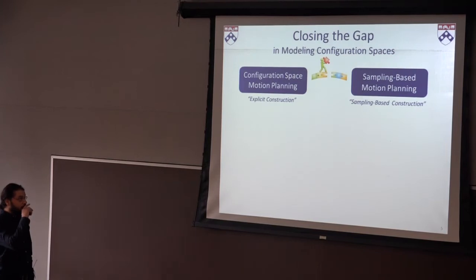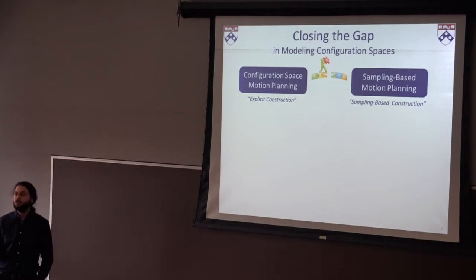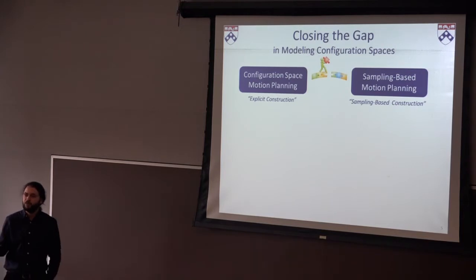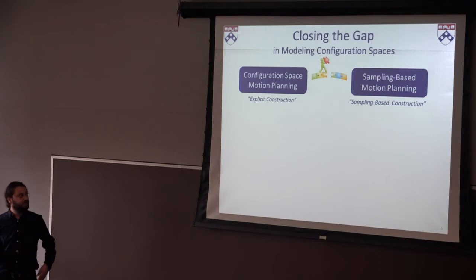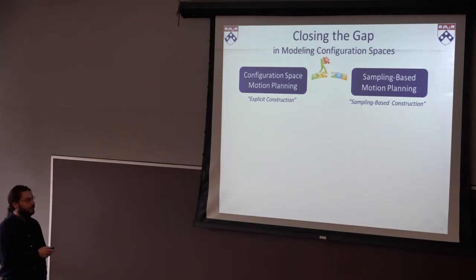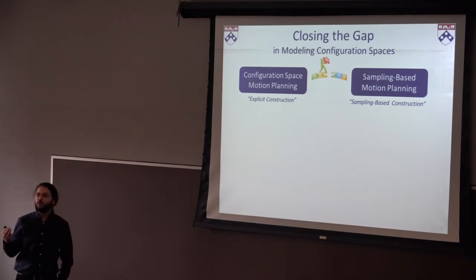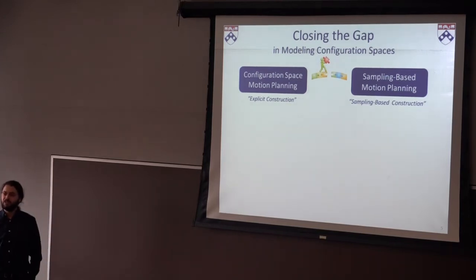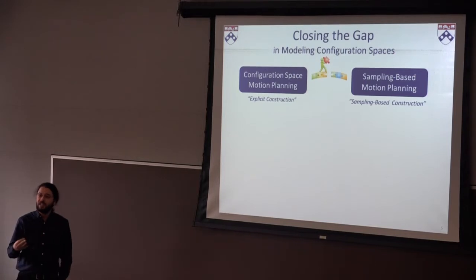So in my perspective, there is a significant gap between these two approaches in how they model the configuration space. On one hand, we have a global explicit representation of the configuration space in terms of standard geometric shapes. On the other hand, we have individual samples and simple connectivity. But there is a significant gap. Can we fill this gap? It seems the idea should be looking for some subsets in configuration space and identifying their relations.